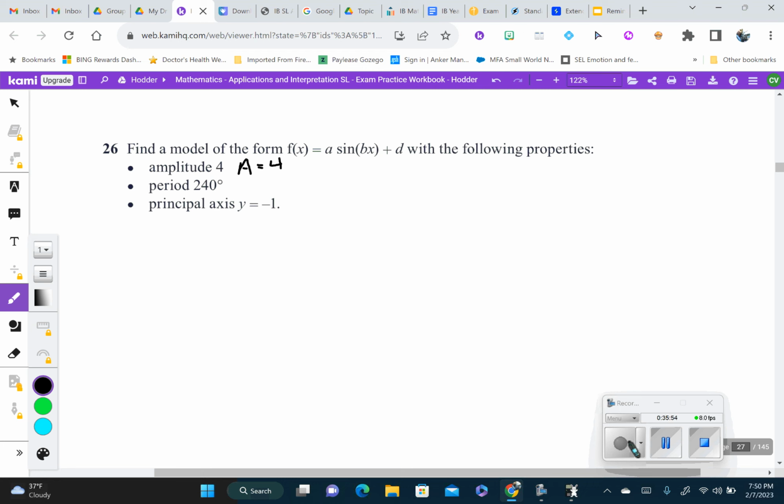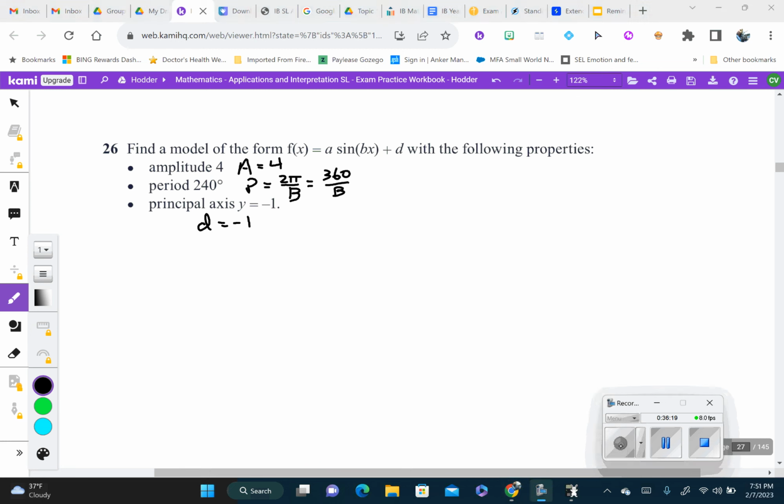The formula for period: in radians, it's 2 pi over b, and in degrees, 2 pi is the same thing as 360, so 360 over b. And our principal axis is y equals negative 1. So we'll get to that. That's going to be our d, so our d is equal to negative 1.